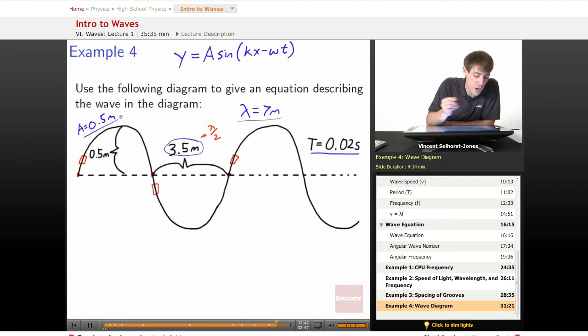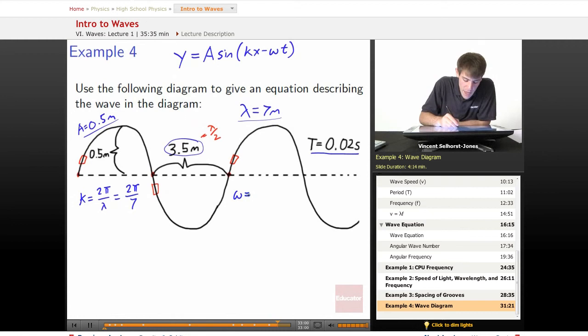All right, so there's all the data that we wind up needing. Now we want to solve for what k has to be. k is equal to 2 pi over lambda, so k is equal to 2 pi over 7. Omega is equal to 2 pi over the period.